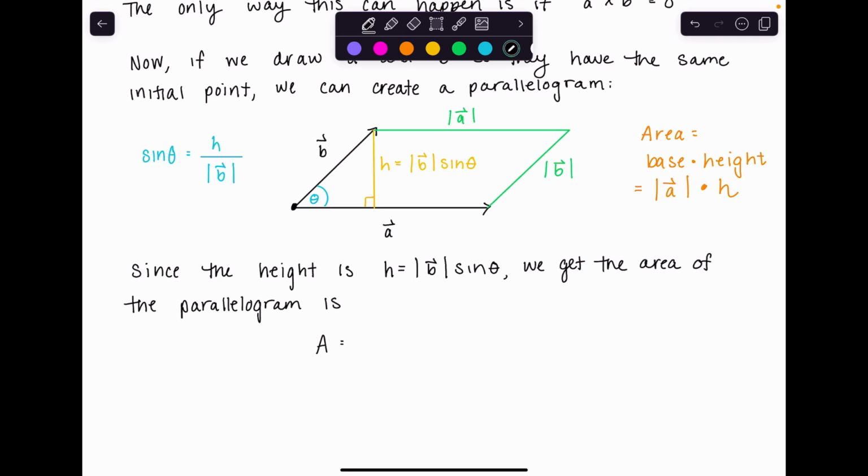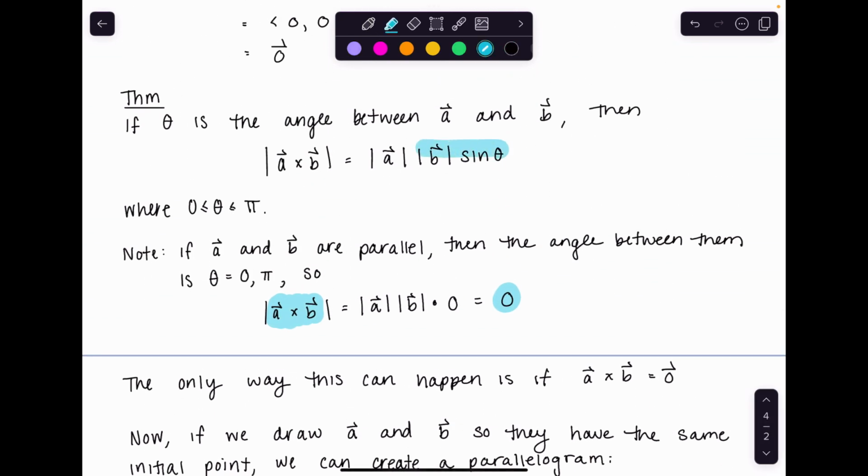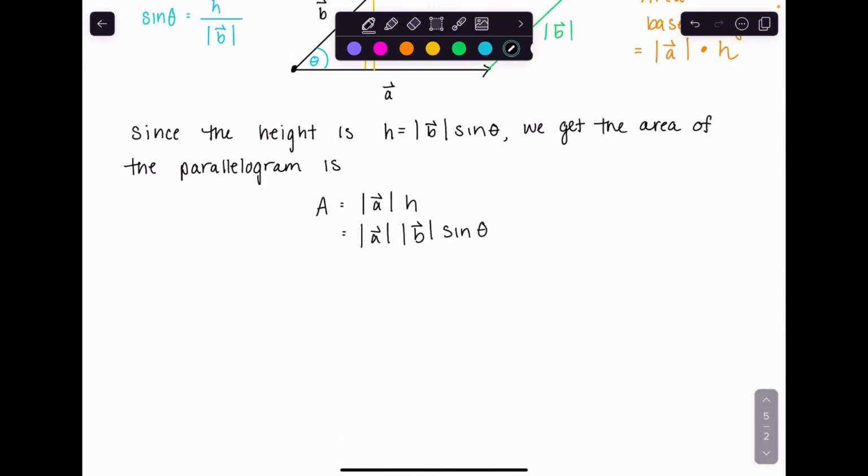The area is going to be the magnitude of A times the height, and we know the height is really the magnitude of B times sine of theta. But that is exactly what is on the right-hand side of this equation. So instead, I can condense this. I do not need to figure out what sine of theta is, or the angle between them. Instead, this is the magnitude of the vector A cross B.